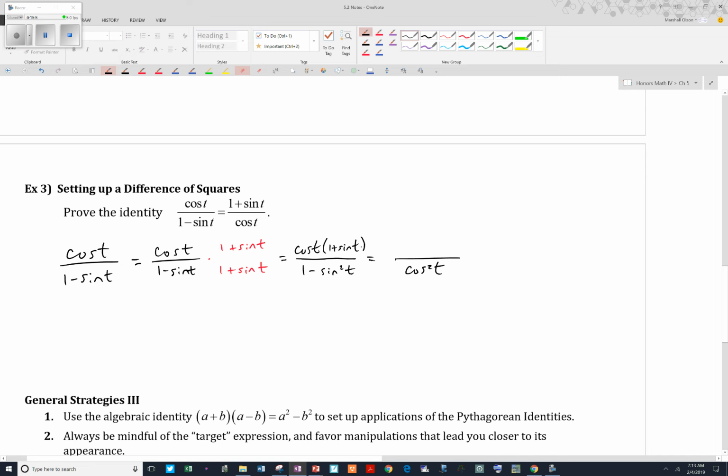Because once I cancel one of those cosines out with one of those down there, I'm going to be left with my final answer here. That 1 plus the sine of t over cosine of t. So a little bit faster than the last one that we did. This one I definitely wanted to get in there because it used that idea of conjugates. We will use that because it helps us get some Pythagorean identities involved.